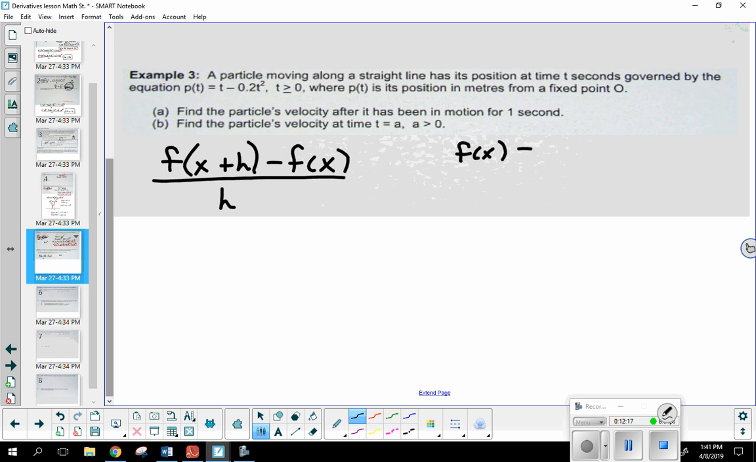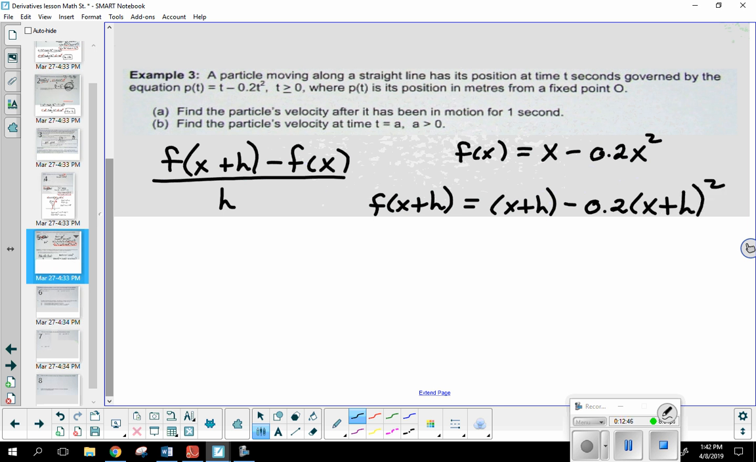So f of x is just the original function, t minus 0.2 t squared, or x minus 0.2 x squared. Now for f of x plus h, every variable is going to be replaced with that binomial. So f of x plus h equals x plus h, minus 0.2 times x plus h squared. Okay, and then now we just have to expand that, combine my like terms, get all that good stuff done. Would you like to try and expand it on your own, or you still want to go ahead and do it together? You want to do it together?